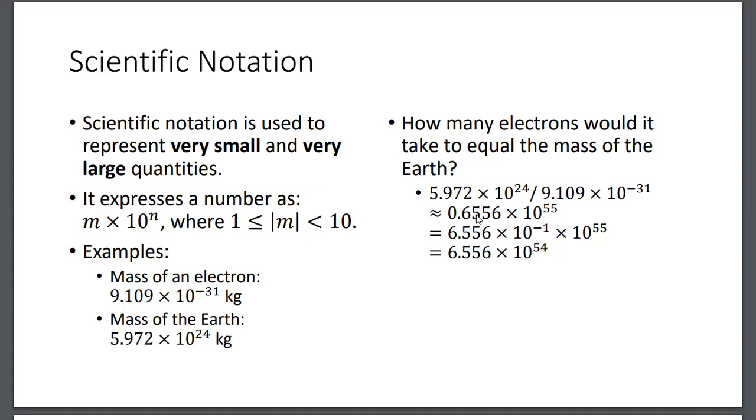But to get this in scientific notation, we have to shift this decimal over 1 to the right, which means we have to multiply by 10 to the negative 1 to compensate. And now we can use the product rule of exponents to add the exponents, and we end up with 6.556 times 10 to the 54th. That's how many electrons it would take to equal the mass of the Earth.